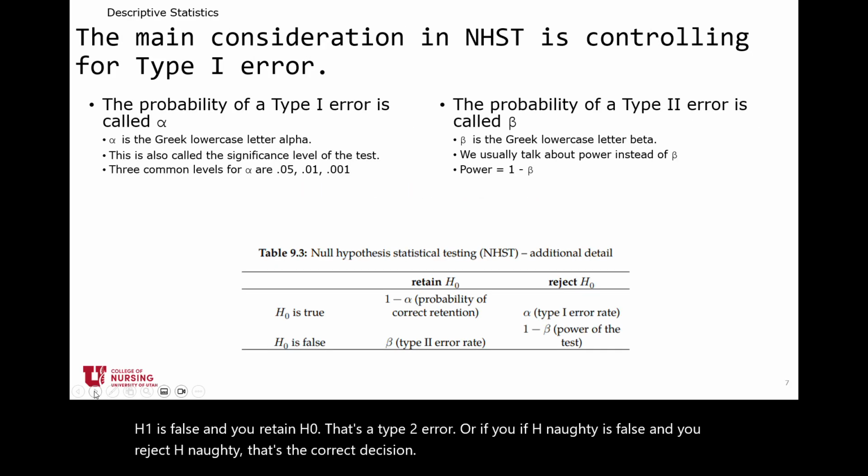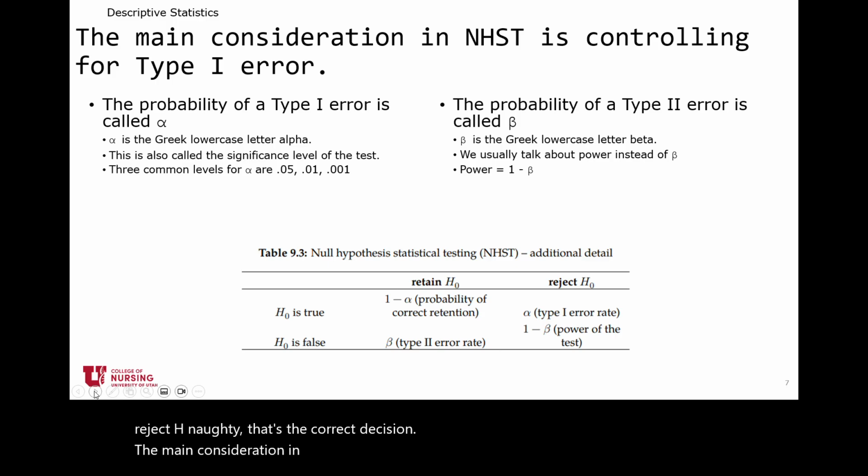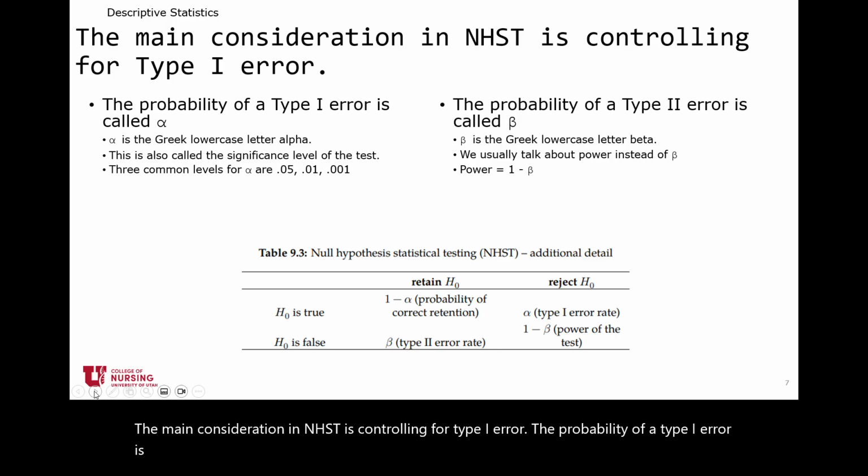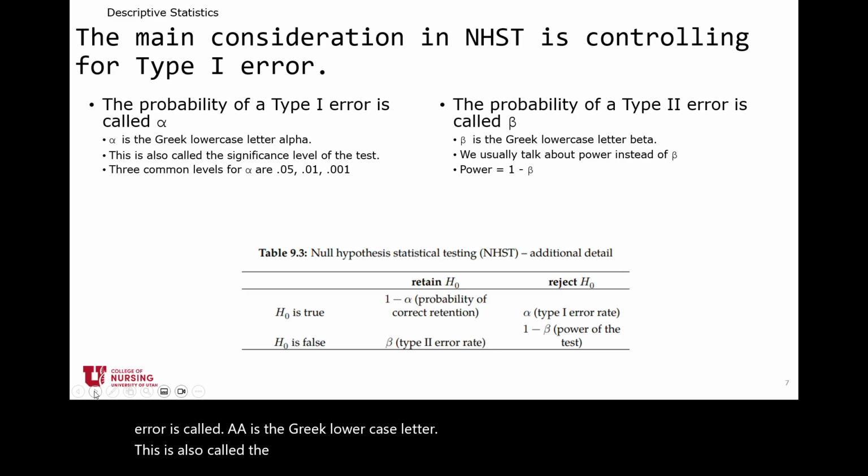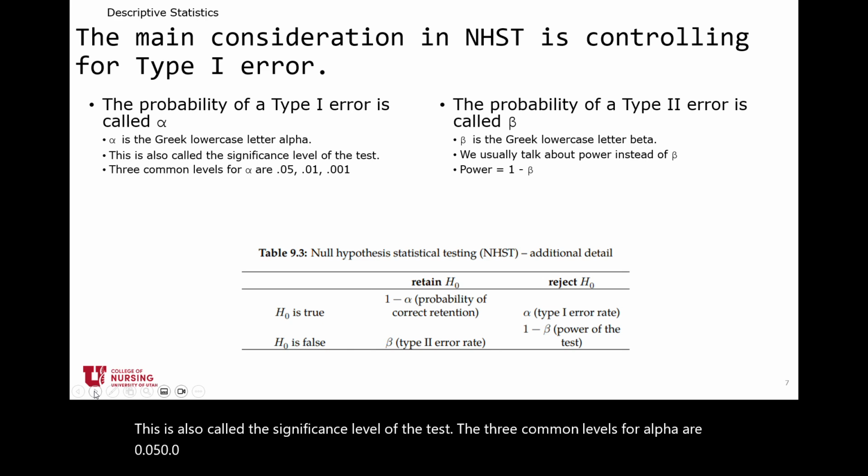The main consideration in NHST is controlling for type 1 error. The probability of a type 1 error is called alpha. Alpha is the Greek lowercase letter. This is also called the significance level of the test. The three common levels for alpha are 0.05, 0.01, 0.001. Those are what you're going to mostly see in medical research. I've mostly seen 0.05 and 0.01.